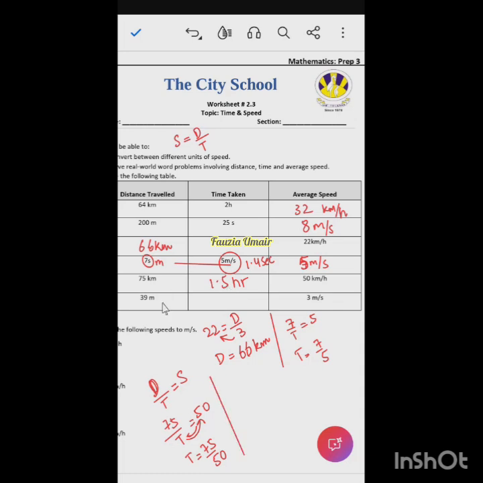So the last question is 39 meter and speed is very less, 3 meter per second. We will put the values in the same formula. The last one is 39 by 3, which is 13. Yes, the last one is 13. Kilometer? 13 meter. 13 seconds.